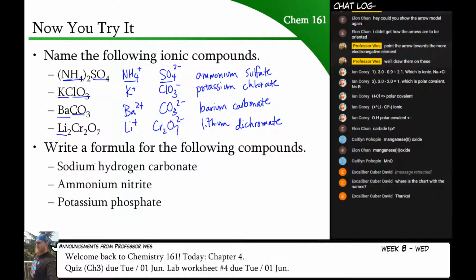And then working in reverse, here's sodium, here's hydrogen carbonate or bicarbonate. There's the formula. Here's ammonium, here's nitrite. And then we've got potassium and phosphate. There you go. That's polyatomic ionic.